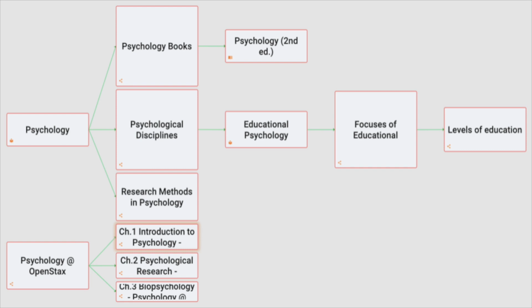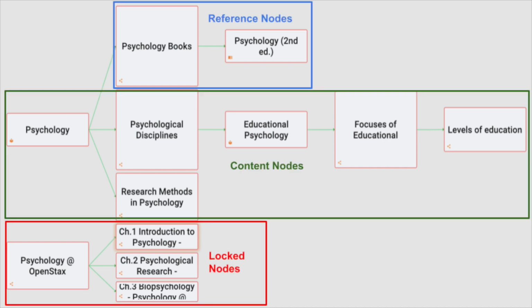Here is a zoomed out view of the knowledge graph for psychology. We're only seeing titles here, but you can distinguish that some of these nodes are serving different functions. Here I have broken down the nodes by their function. We have content nodes, reference nodes, and lock nodes.